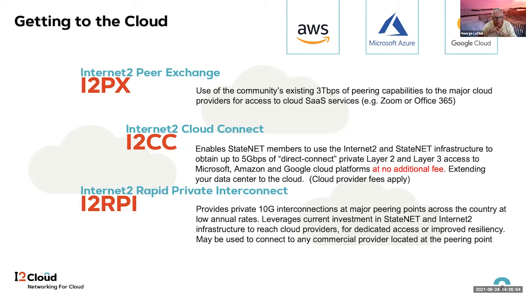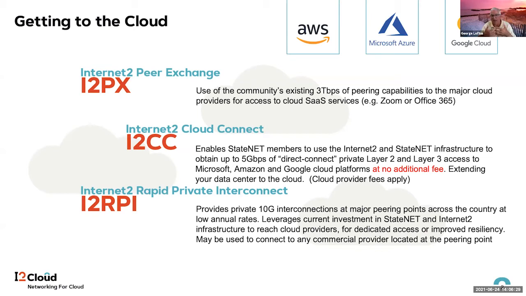And the third service we offer is our Internet2 Rapid Private Interconnect, or RPI. And this provides a private 10 gig interconnection at the major peering points, I'll show you where those are in a minute, across the country. And you do have to pay for this. It's a low annual rate that you pay for the 10 gig port. And it's under $10,000 a year. And this leverages your investment in your StateNet. So you can just use the connection you already have to your state and local network, and then connect to Internet2. And then we'll provide connectivity into anybody who's at one of these Equinix facilities.